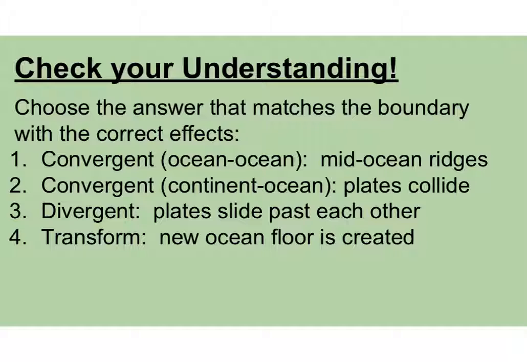And hopefully you chose the correct one, which was number 2. Convergent plate boundaries is when plates are colliding together. We don't get mid-ocean ridges when we have convergent plate boundaries. That's when we have divergent plate boundaries. And a divergent plate boundary is therefore when we get mid-ocean ridges, not when plates are sliding past one another. This would be a transform plate boundary. And this is new ocean floor being created. That happens also when we have a divergent plate boundary. So hopefully you got those right.